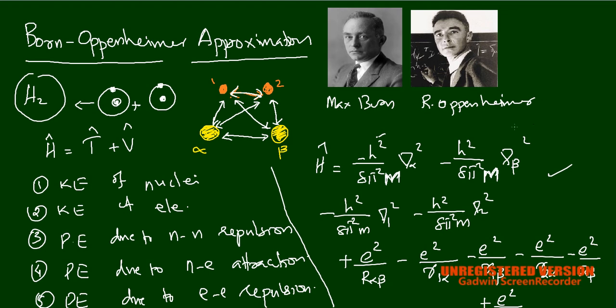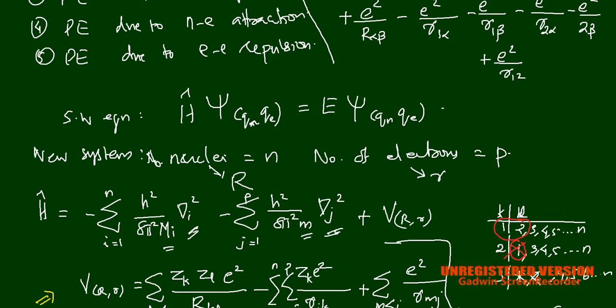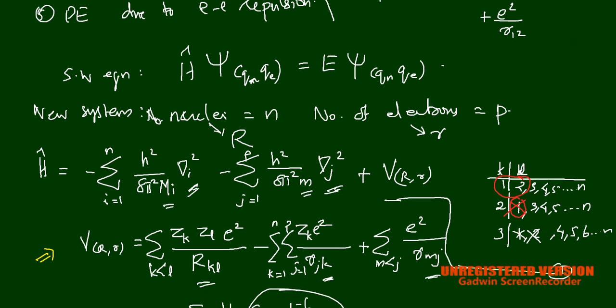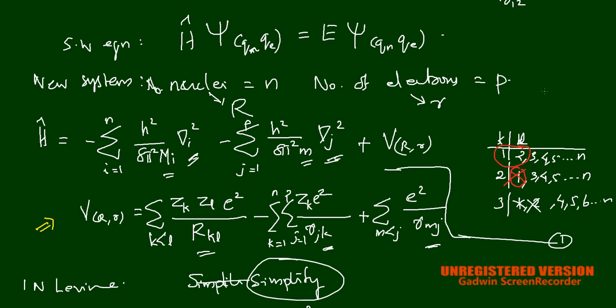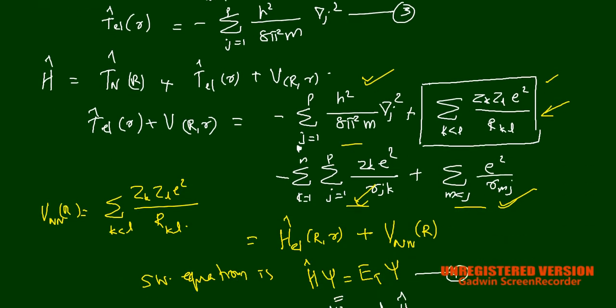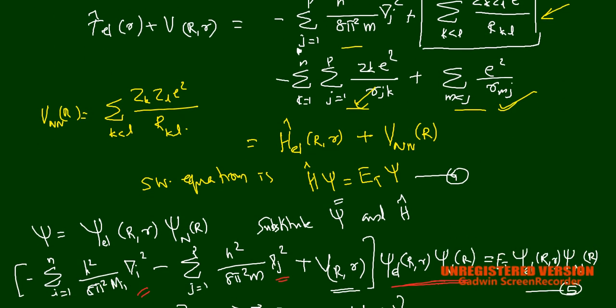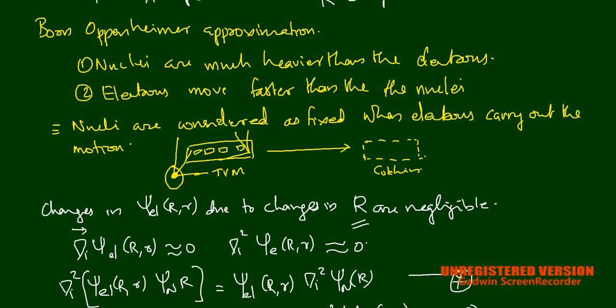We started from constructing the Hamiltonian for a system of p electrons and n nuclei. This is where we started. We constructed the Hamiltonian for p electrons and n nuclei. Then we have reached here.